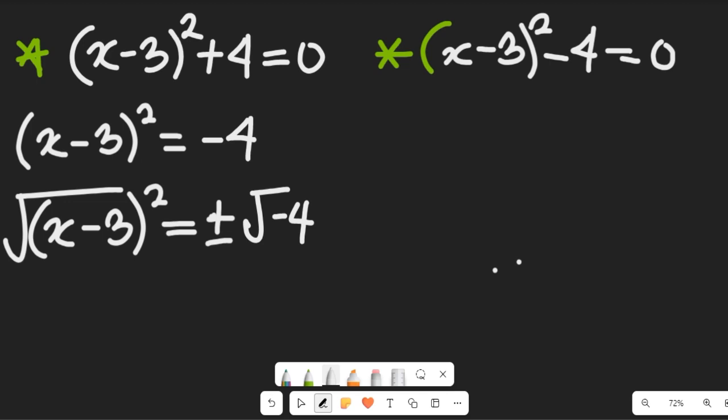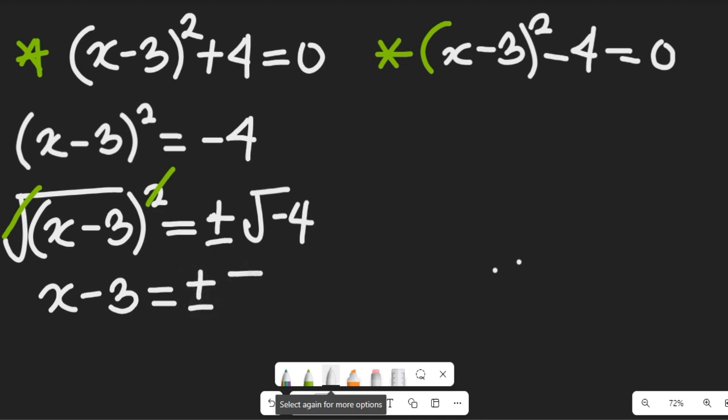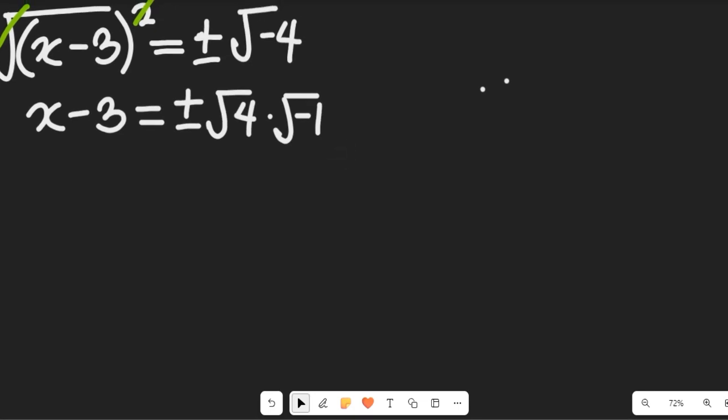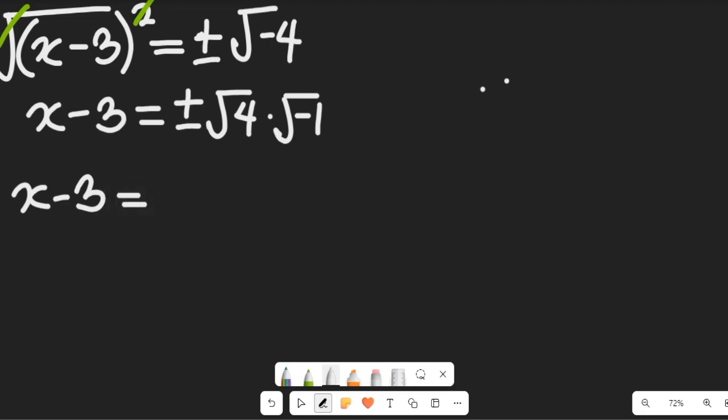Now, when you consider this, you'll see that this expression is going to give us the values of x. The square root will clear the square, and then we'll have x - 3 equal to plus or minus the square root of 4 multiplied by the square root of negative 1, right? And the square root of negative 1 gives x - 3 equal to plus or minus 2i, which is a complex number. The square root of negative 1 is i.